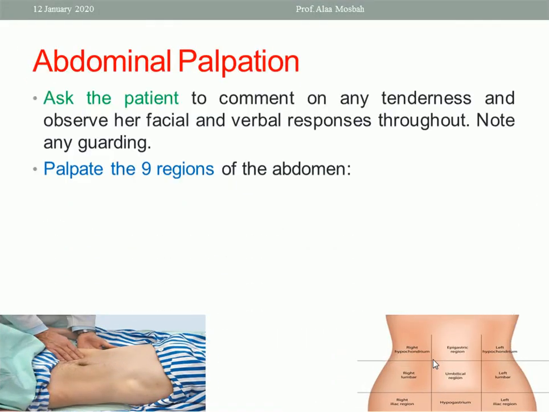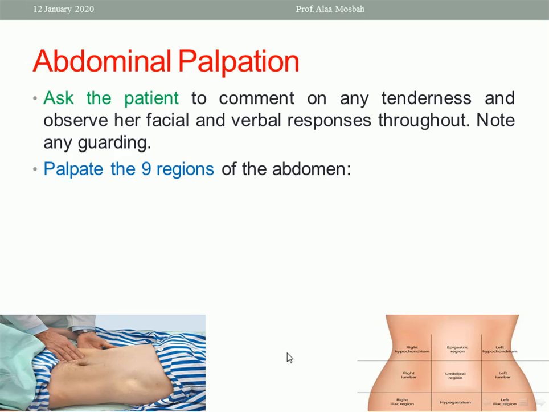Ask the patient to comment on any tenderness during palpation. Observe her facial and verbal response throughout. Note any guarding. Palpate the 9 regions of the abdomen as seen in the picture here, starting from the lower right iliac region here and extending, as you see in the other picture here also. So examine the 9 regions in the abdomen.